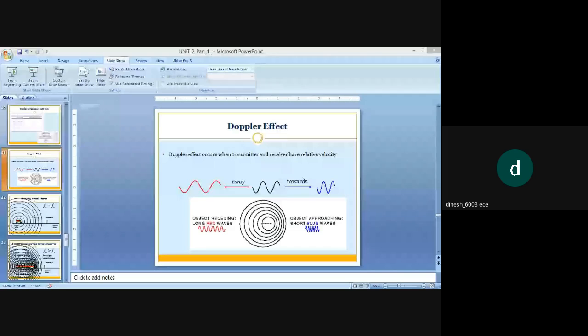I'll proceed on to the next topic, which is Doppler shift. So the Doppler shift or the Doppler effect occurs when the transmitter has relative velocity.